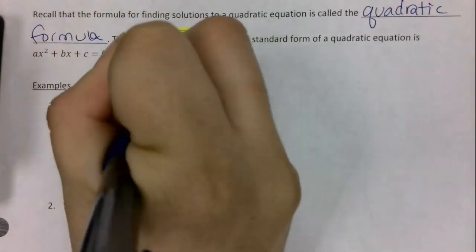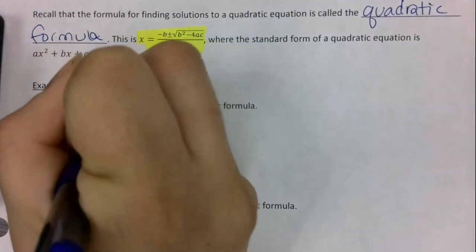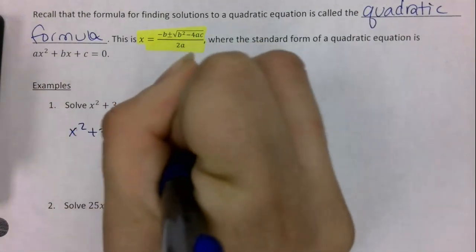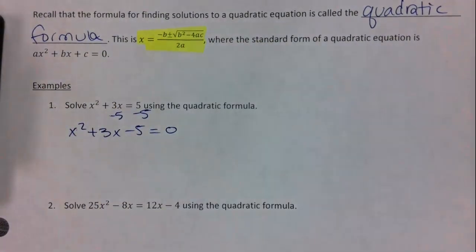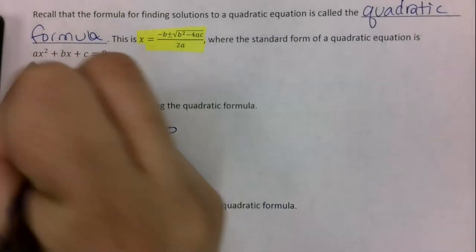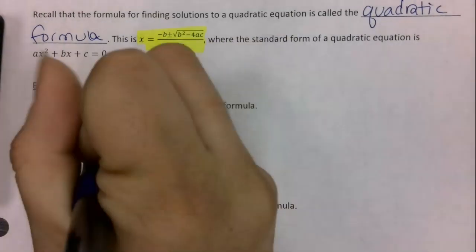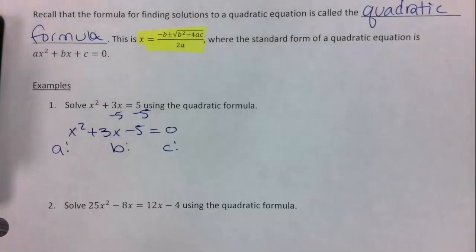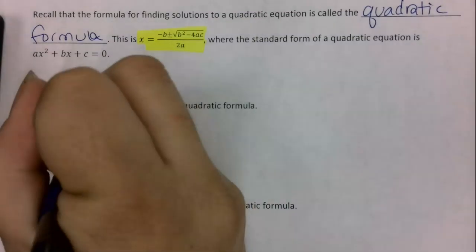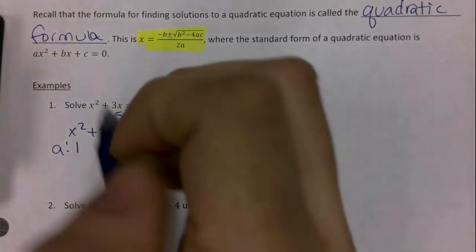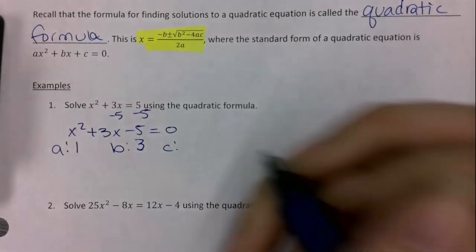Minus 5 on both sides. So then I get x squared plus 3x minus 5 equals 0. Okay, so then I want to label my a, b, and c. My a is the number in front of x squared. So what's the number in front of x squared? 1. What's the number in front of x? 3. And c? Negative 5.